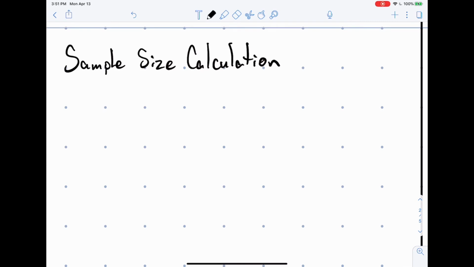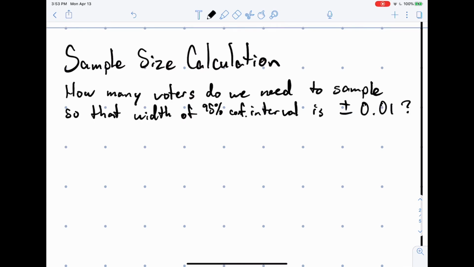Now I'll show you how to do a sample size calculation. Here's an example of what the question looks like. How many voters do you need to sample so that the width of a 95% confidence interval is plus or minus 0.01? So you're asking a different question. How many people do you need to survey before you can get a really tight confidence interval for the proportion?